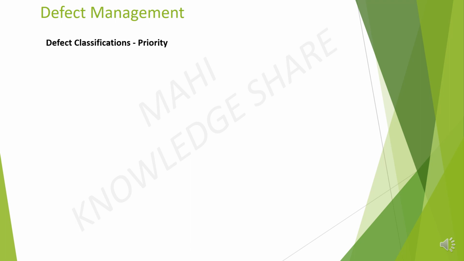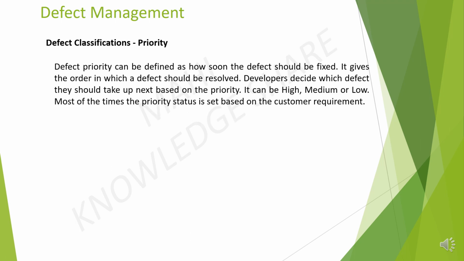Defect priority classifications. Defect priority can be defined as how soon the defect should be fixed. It gives the order in which a defect should be resolved. Developers decide which defect they should take up next based on the priority. It can be high, medium, or low. Most of the time, the priority status is set based on the customer's requirement.